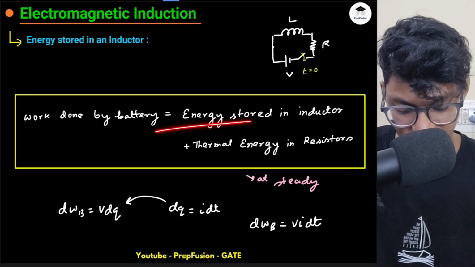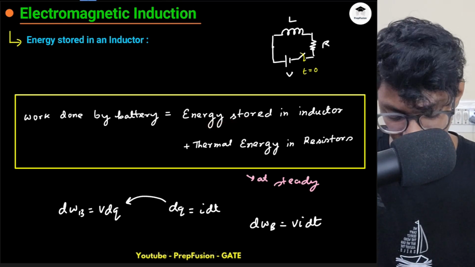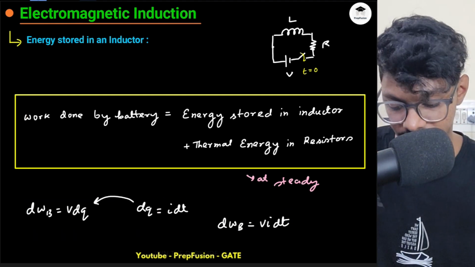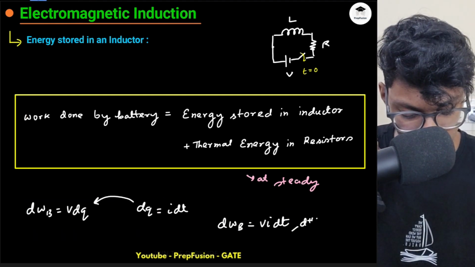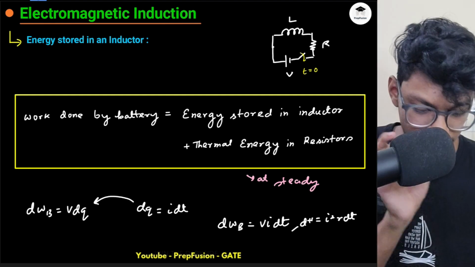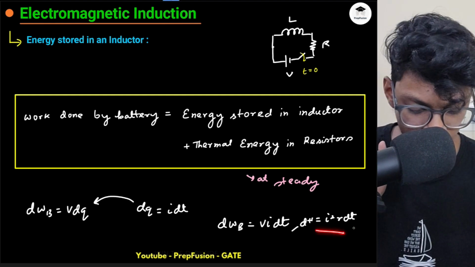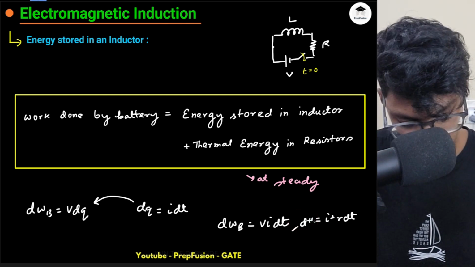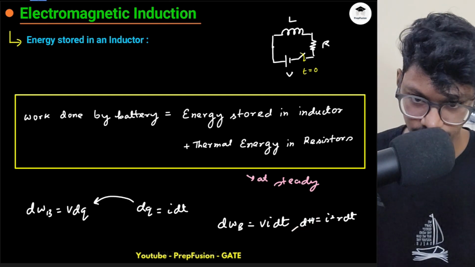And what is the thermal energy in resistors? I already know the energy stored in an inductor, but I just want to derive the formula. What is the small change in thermal heat? It is dH equals what? It is I square R dt, for a small change in time. This is the amount of heat dissipated through the resistor.